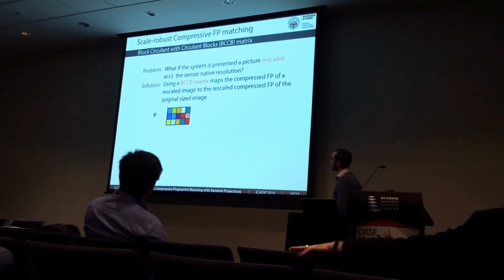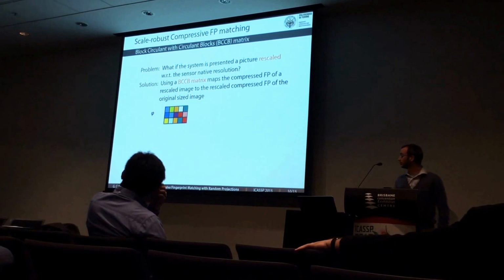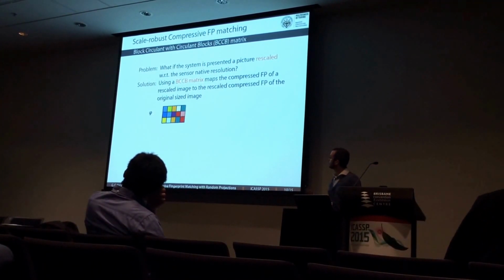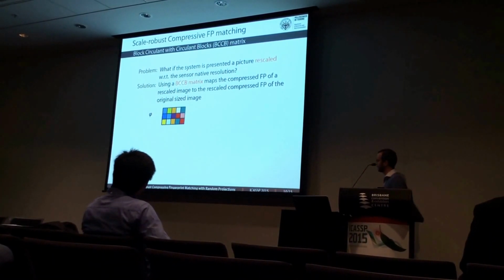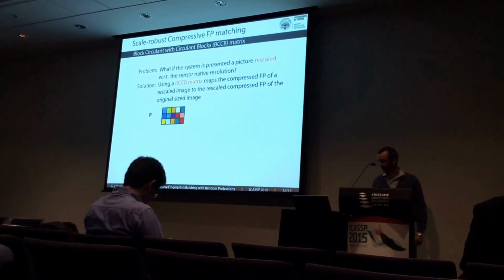I will show in a few minutes that using this kind of matrices allows to map the compressed fingerprint of a rescaled image to the rescaled compressed fingerprint of the original size image. So let's see first what are these matrices.